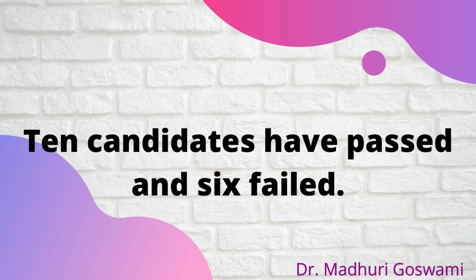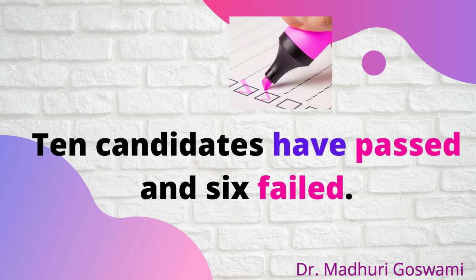10 candidates have passed and 6 failed. In this sentence, we have two principal verbs, two main verbs, passed and failed. But notice the use of one auxiliary verb, that is have. So it is permissible because both these main verbs, passed and failed, take the same auxiliary verb. So we can use one auxiliary verb with two principal verbs here in this sentence.